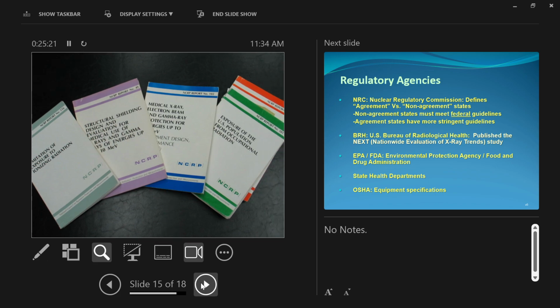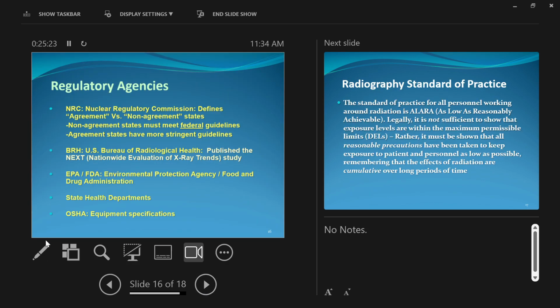Okay. Regulatory agencies, people who make the rules that you have to follow. There are others, but let's look at a few. The Nuclear Regulatory Commission. They define states who agree to follow their guidelines versus states who do not agree to follow their guidelines. They call these states that follow their guidelines agreement states, and states that don't follow the guidelines non-agreement states.